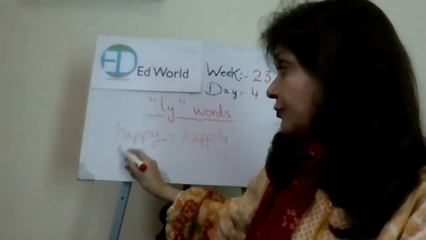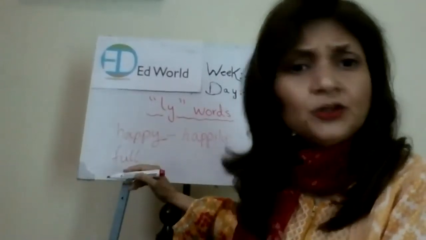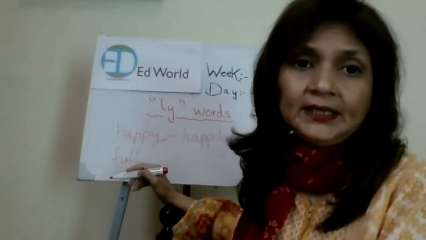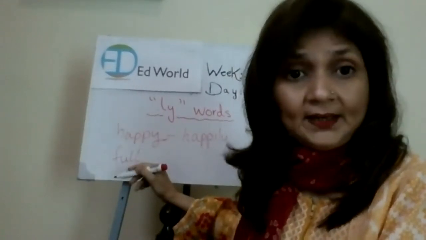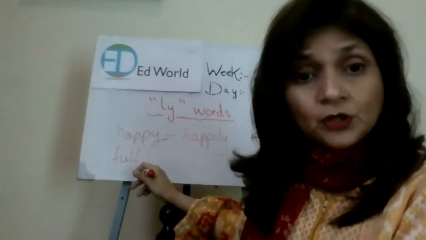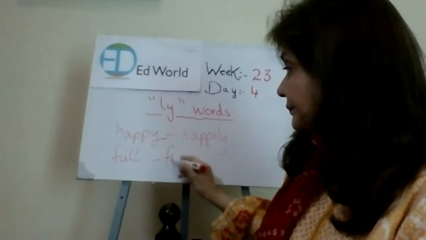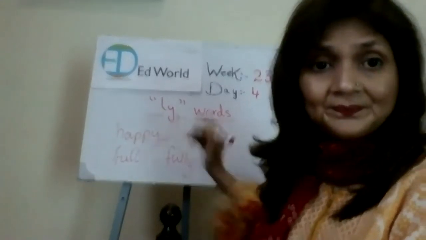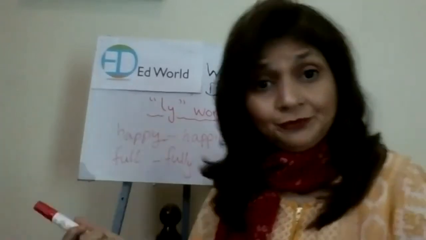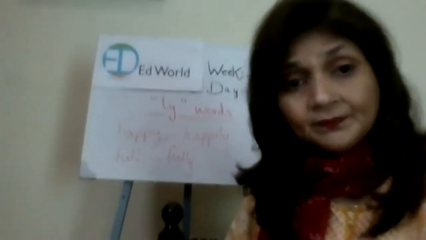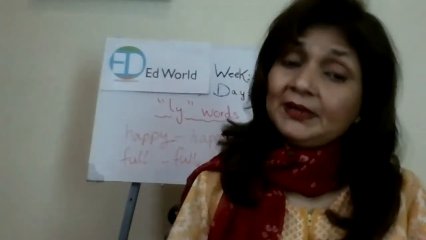This is the first rule. Now the second rule is when the suffix ends with double L, like full, F-U double L, full. We need not change any alphabet. We will just add y. L is already there, so we will only add y. So it will become fully. You understand? Fully. Beautiful, beautifully. So again, beautifully, we will put double ly.